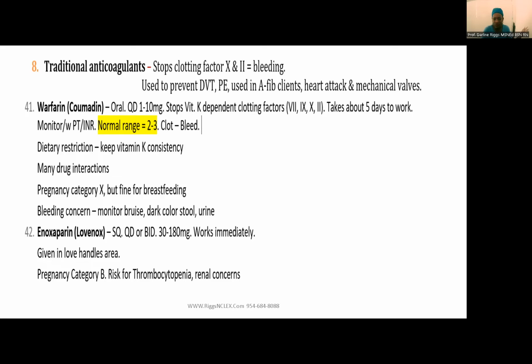Okay, stay away from other drugs. We don't give them with other drugs. This is not for you if you're pregnant. It's okay if you're breastfeeding, but not if you're pregnant. Okay? So, and bleeding.